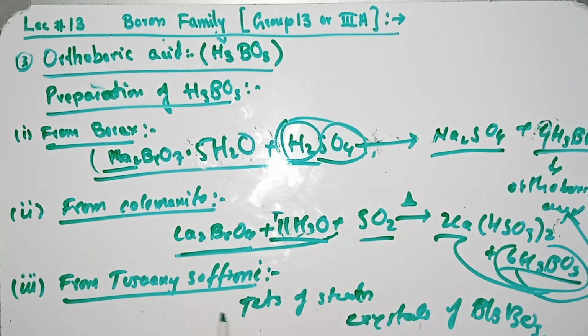What are soffioni? Soffioni is a name applied in Italy to certain volcanic vents which emit jets of steam generally associated with hydrogen sulfide.